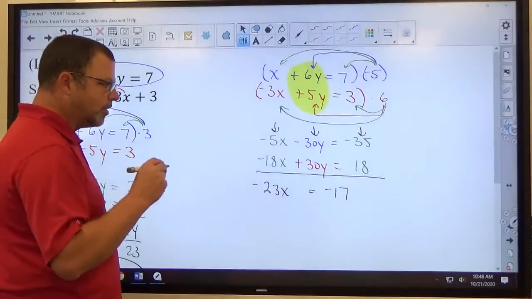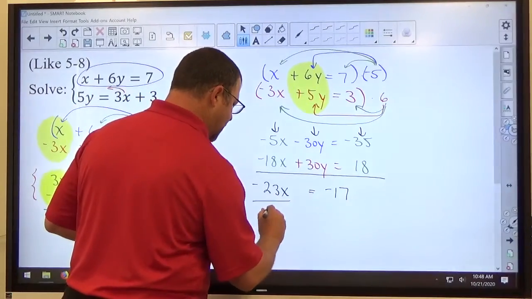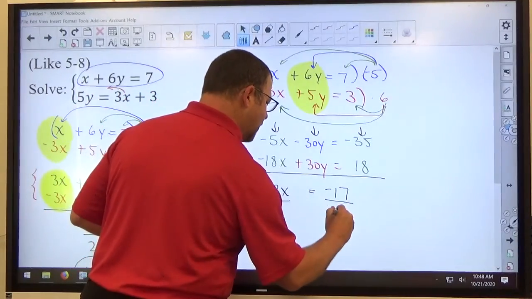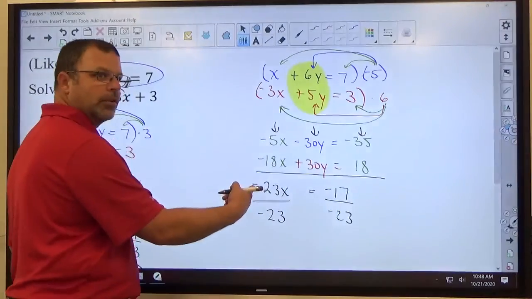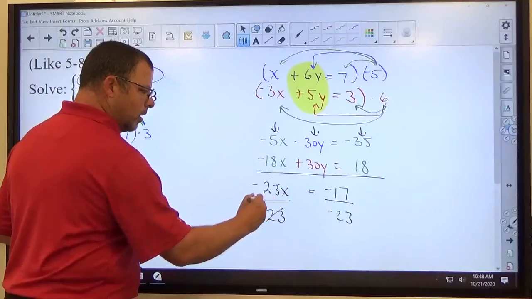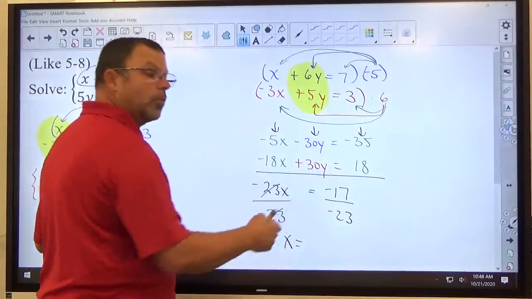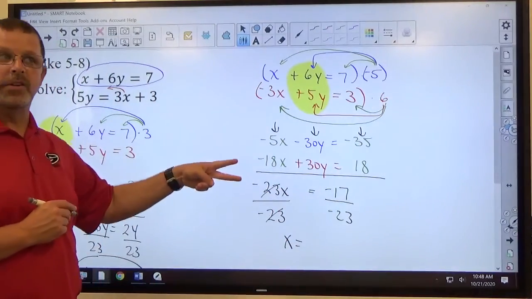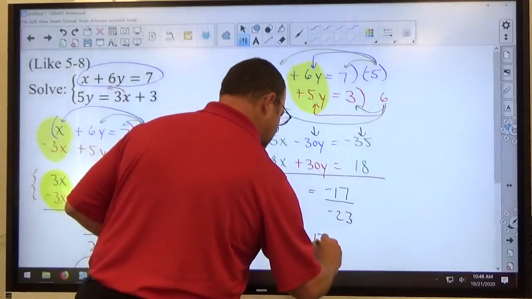If negative 23x equals negative 17, we divide both sides by negative 23. Always divide by the exact number you're looking at, sign included. Negative 23 divided by negative 23. X equals, now 17/23 does not reduce, but 2 negatives makes it a positive. So positive 17/23 is the better answer.